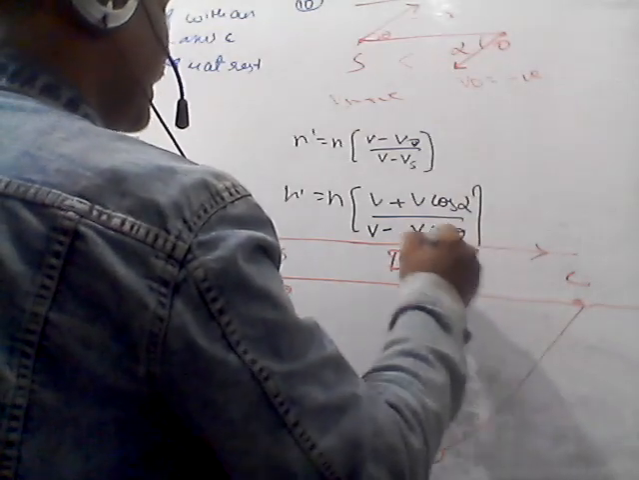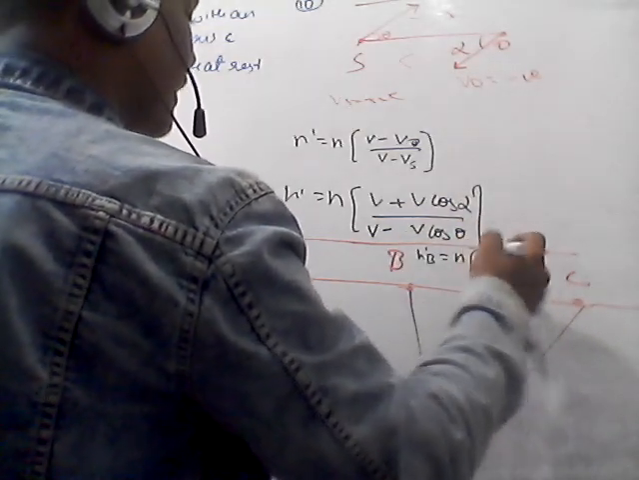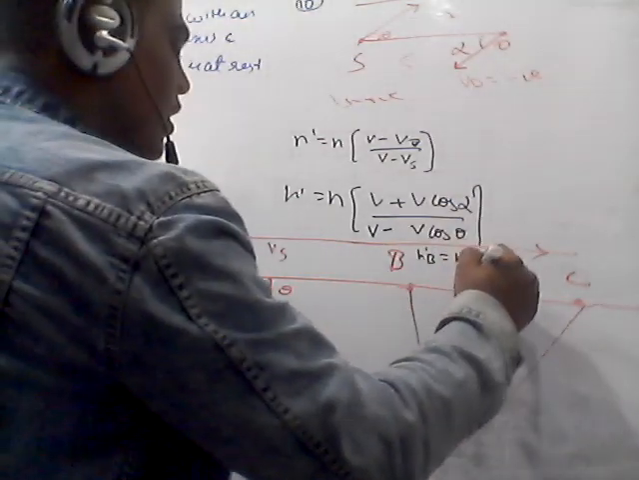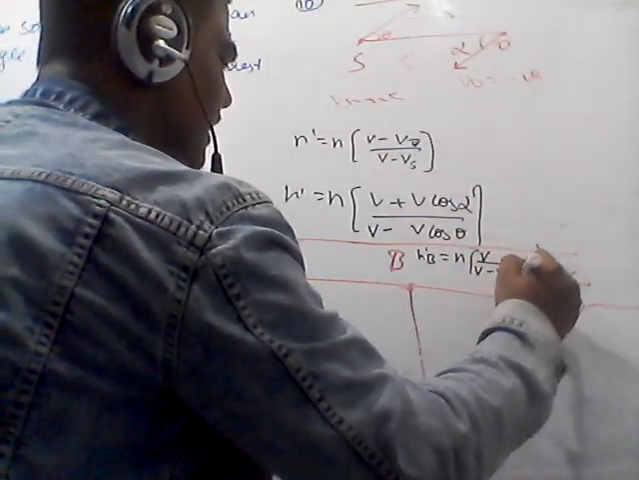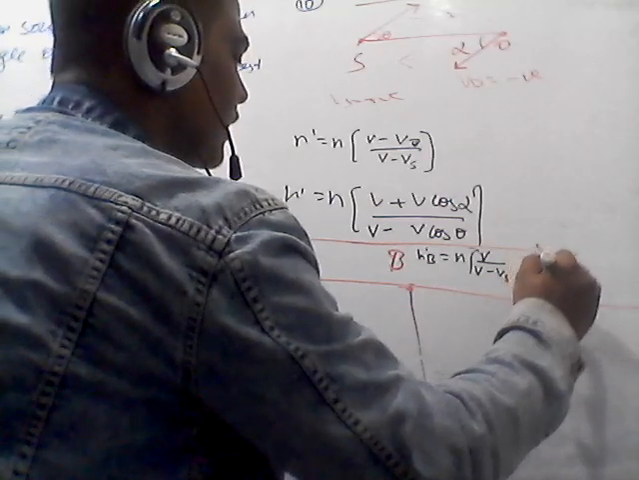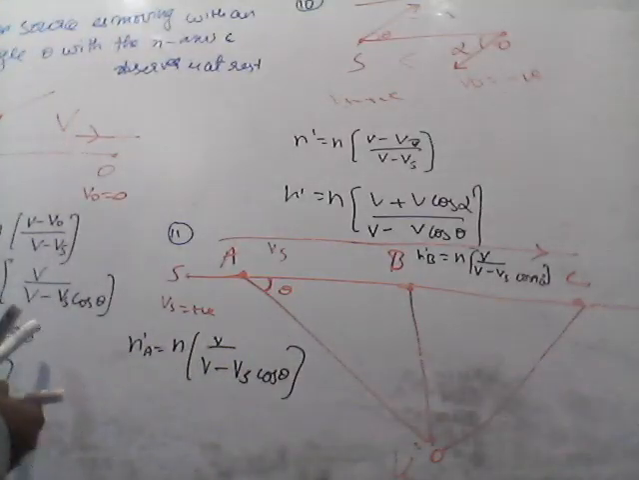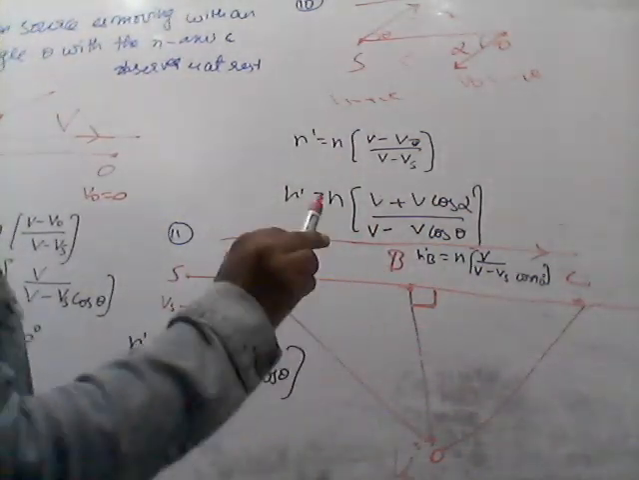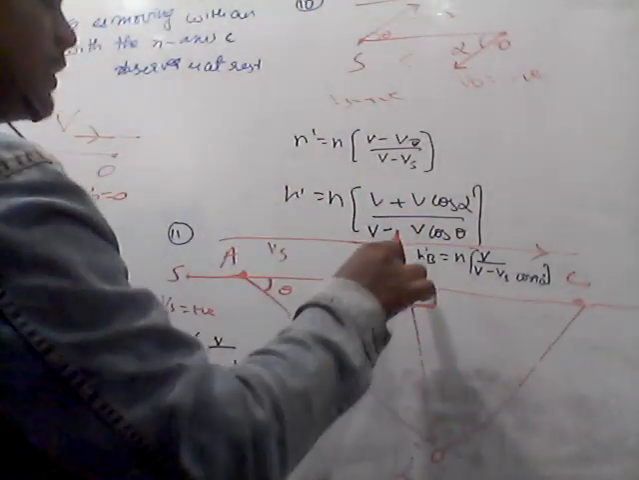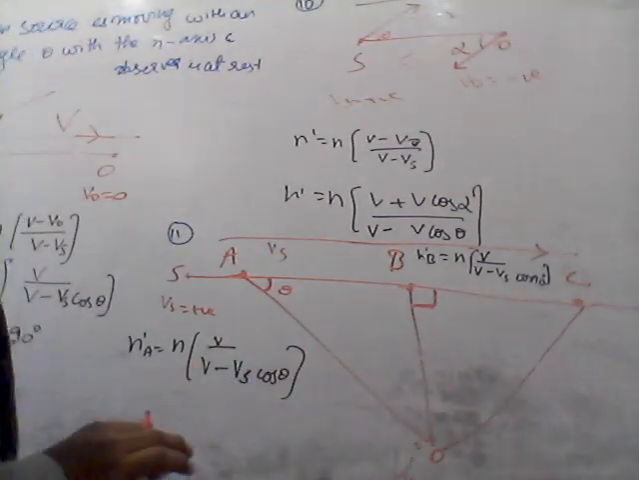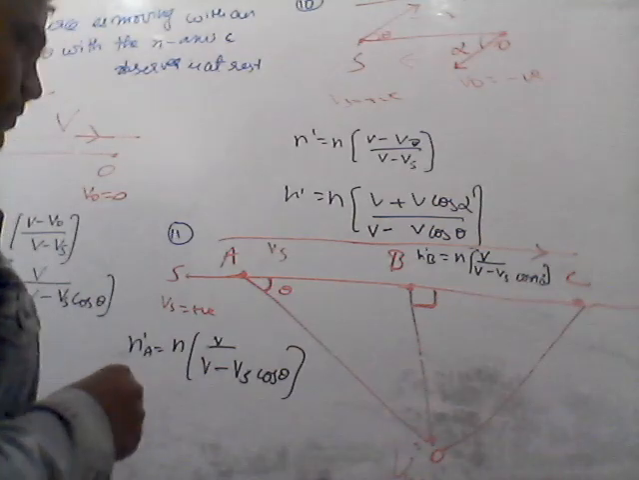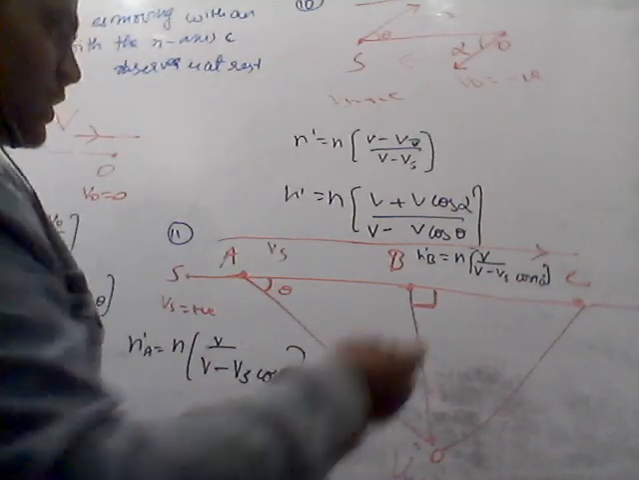N into N dash B, V by V minus 0 V. Now look here, V minus, can I say Vs cos 90? Why? Look here, it's making an angle of 90, because I said two times that the observer is on the line of B. Hence, can I say Vs cos 90?